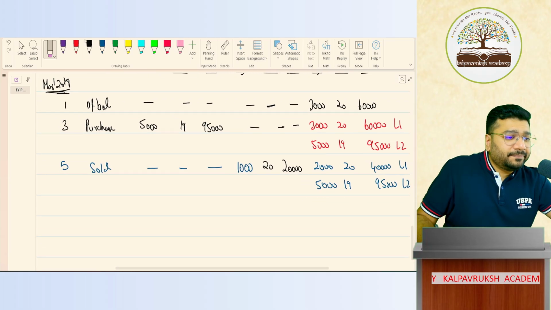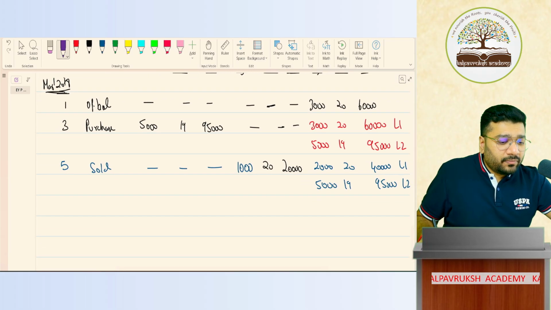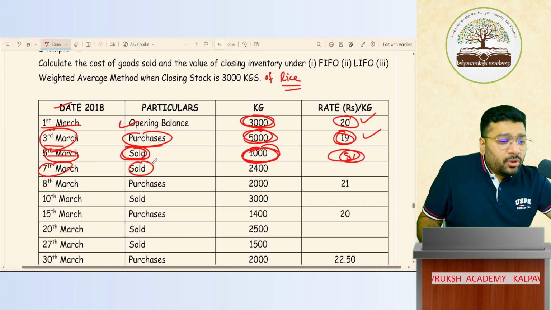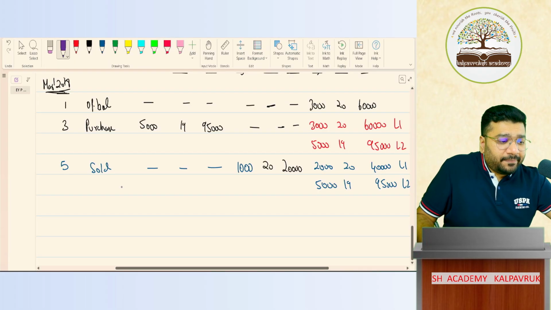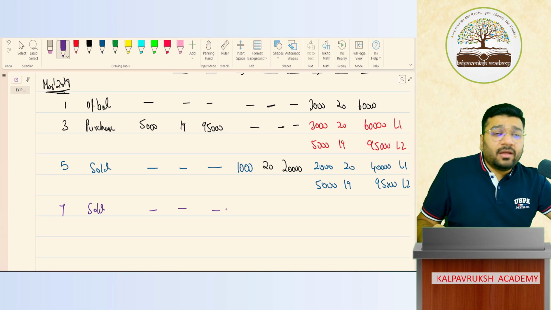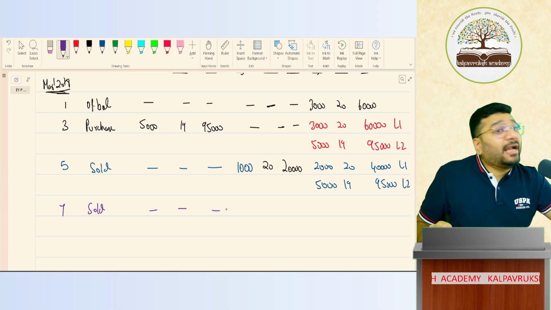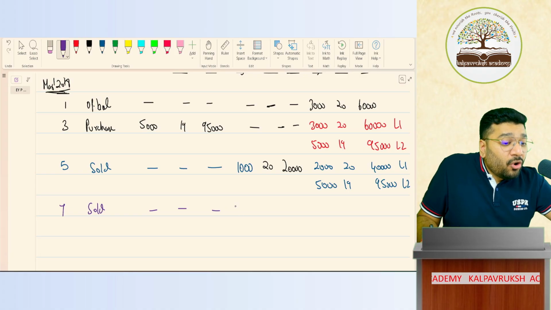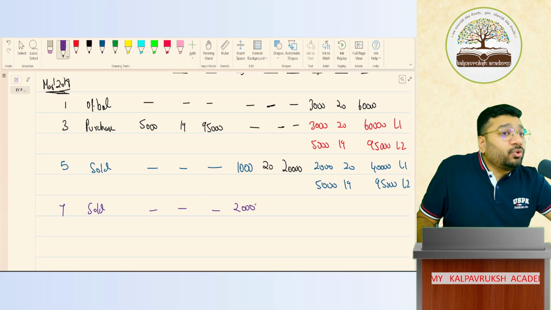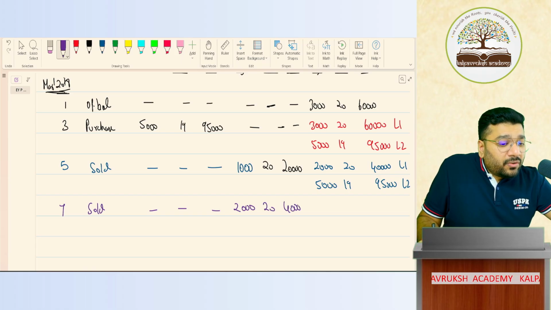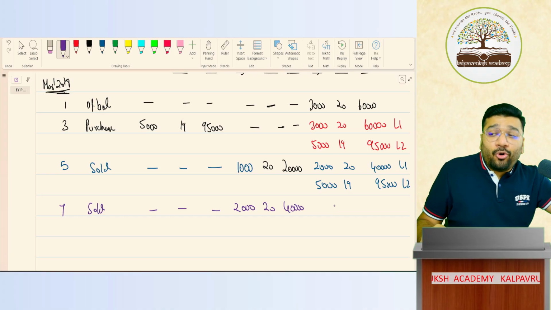Can I continue further? Now, 7th March, sold 2,400 kg. Again, sale. 7th March, sold how many kgs, people? 2,400. Now, I will take from which lot? First in, first out. So, first in one, the lot in the L1. In L1, do I have entire 2,400 kg? No. How much is there? Only 2,000 kg. So, 2,000 kg, what is the rate? 20. So, how much it is? 40,000.